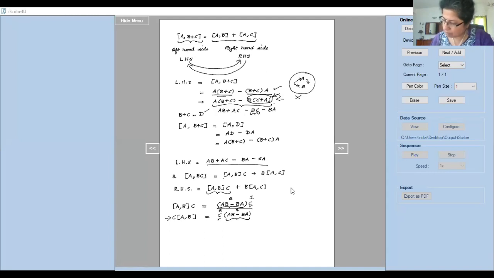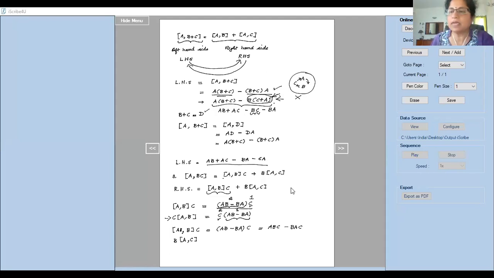So let me just expand this again. I think I'll have to go to another page, but let me try it over here. You write this as [A, B]C, so this is nothing but (AB minus BA)C, which is nothing but ABC minus BAC. I cannot change this order. If I could change the order, this would always be 0, right? Then what do I have over here? I have BAC.